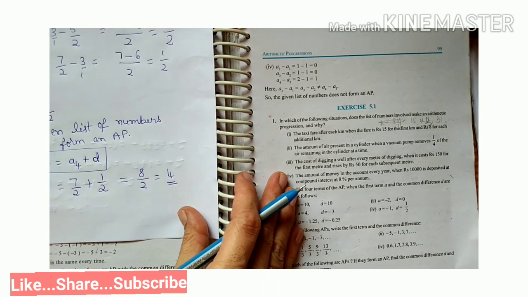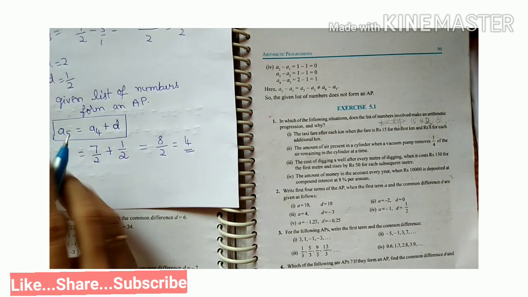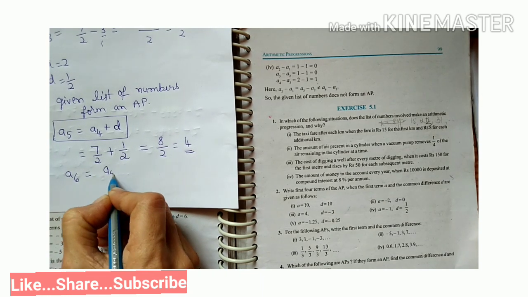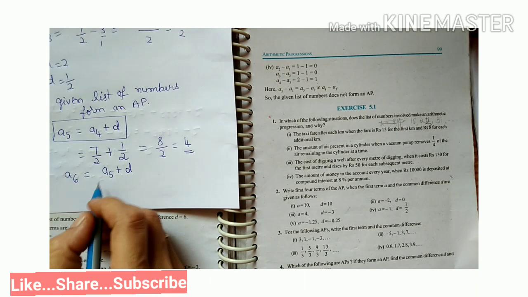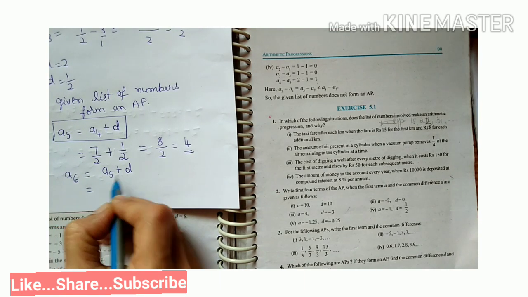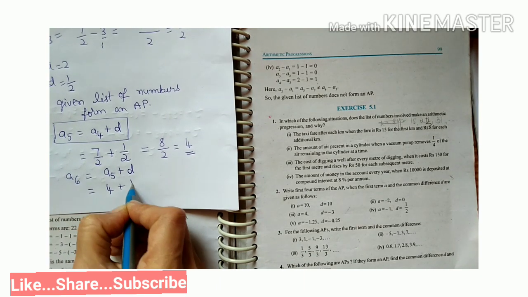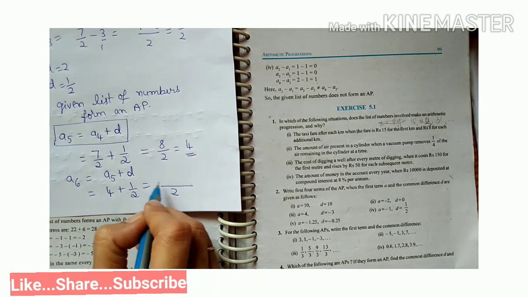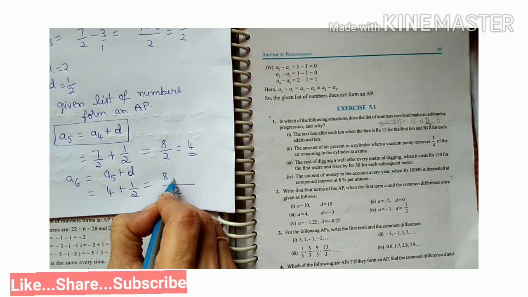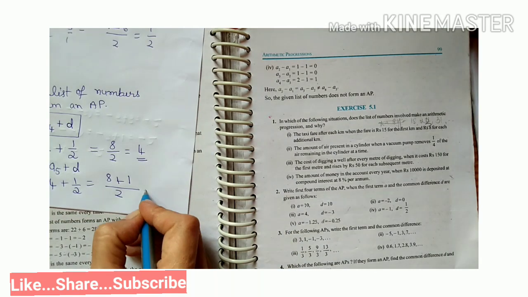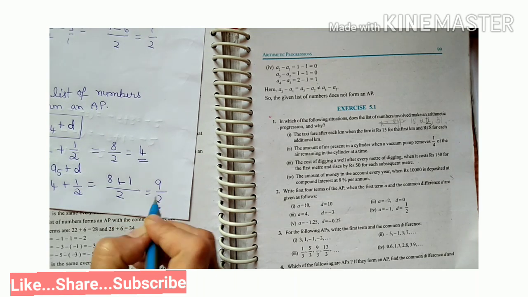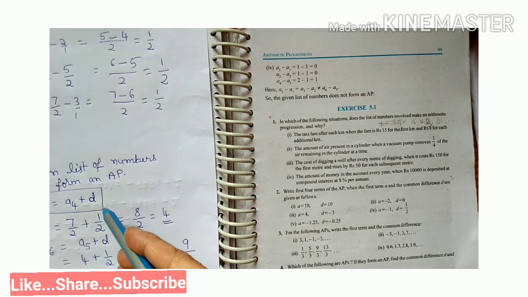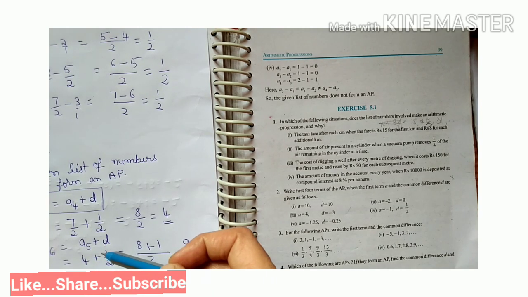Next, the fifth term is 4. A6 is equal to A5 plus D. A5 is 4 plus common difference half. 2 is the LCM, 8 plus 1, 9/2. So the sixth term is 9/2. For the next two terms, you have to add the common difference.